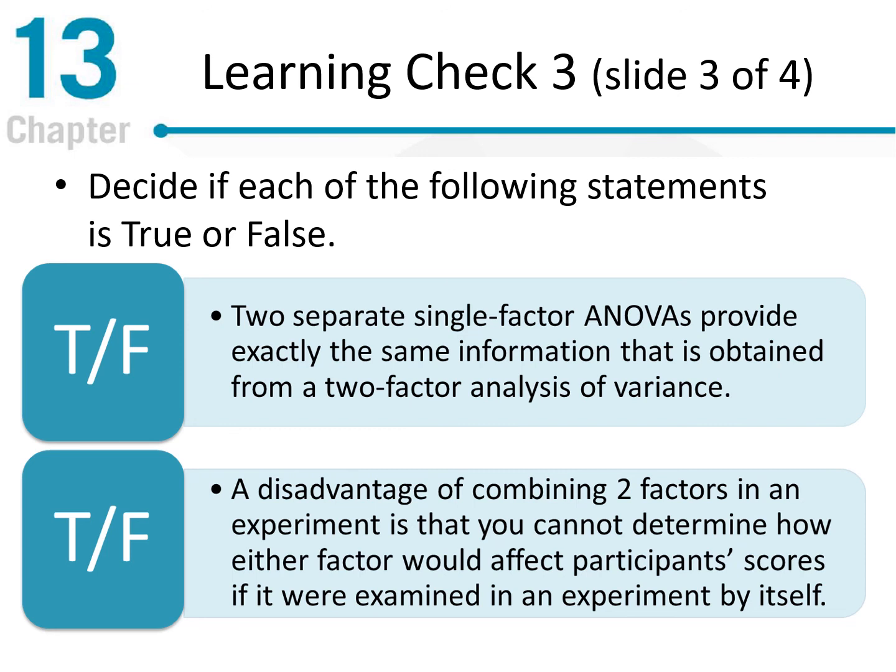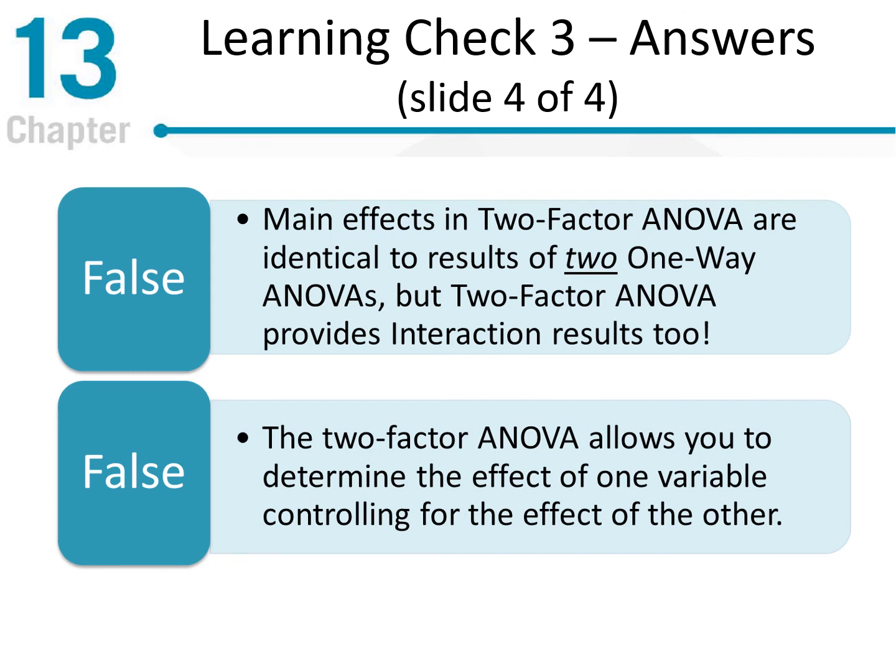While if you're combining two factors in an experiment, you can find the interaction effect, but those main effects don't make much sense once again. So the first one was obviously false because you can't find an interaction effect. The second one is also obviously false because the two-factor ANOVA allows you to determine the effect of one variable controlling for the effect of the other one. But once again, the interaction effect trumps all the main effects.